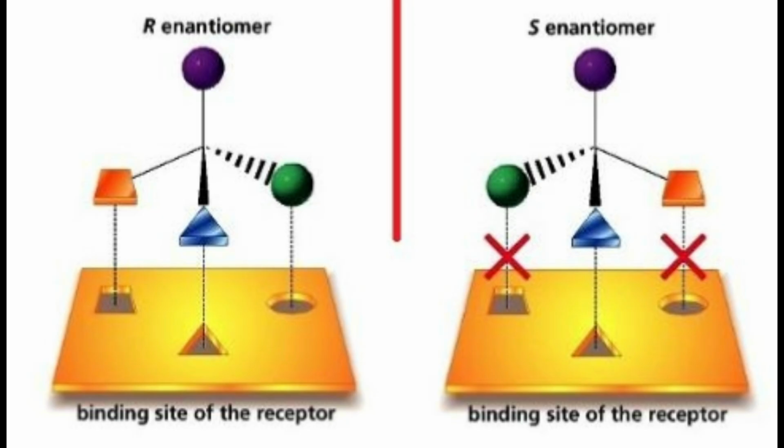You can see that we have two mirror images, or enantiomers. The R enantiomer will fit perfectly into the yellow receptor. However, the S enantiomer will not fit. We can clearly see that the green sphere will not fit inside the square hole.